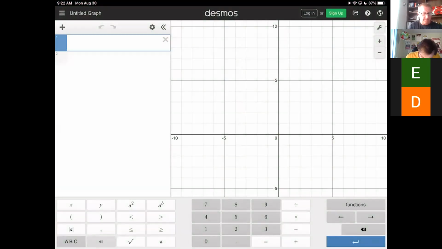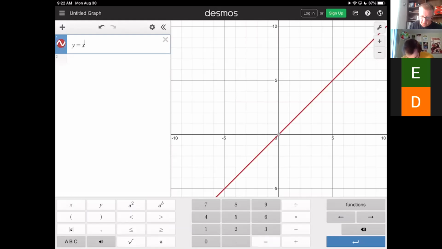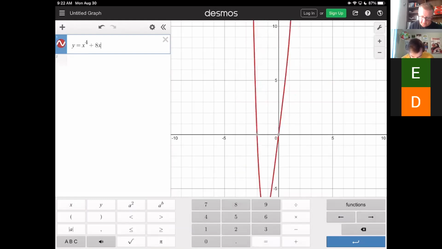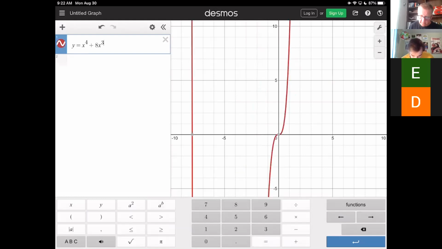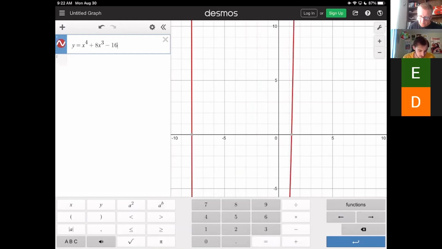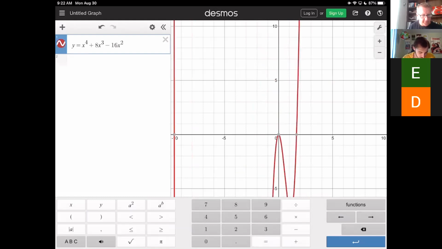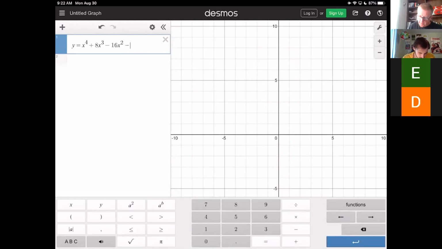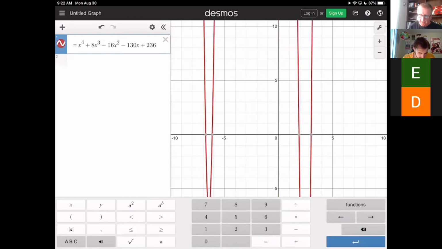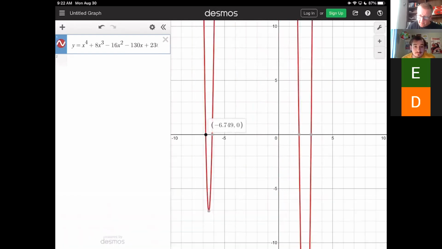So if I say y equals x raised to the 4th plus 8x cubed, please tell me if you happen to see any screw ups that I did algebraically, because I did go way fast. But the graph is going to tell us here in just a second whether we got this right. Minus 16x squared minus 130x, because it should match what we saw a second ago. That's the point. Plus 236.